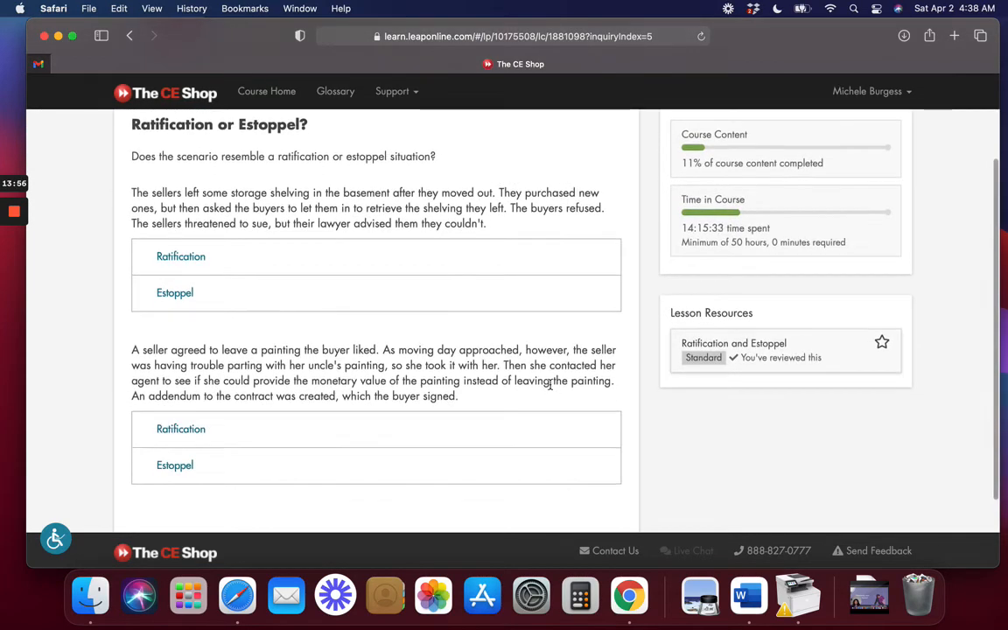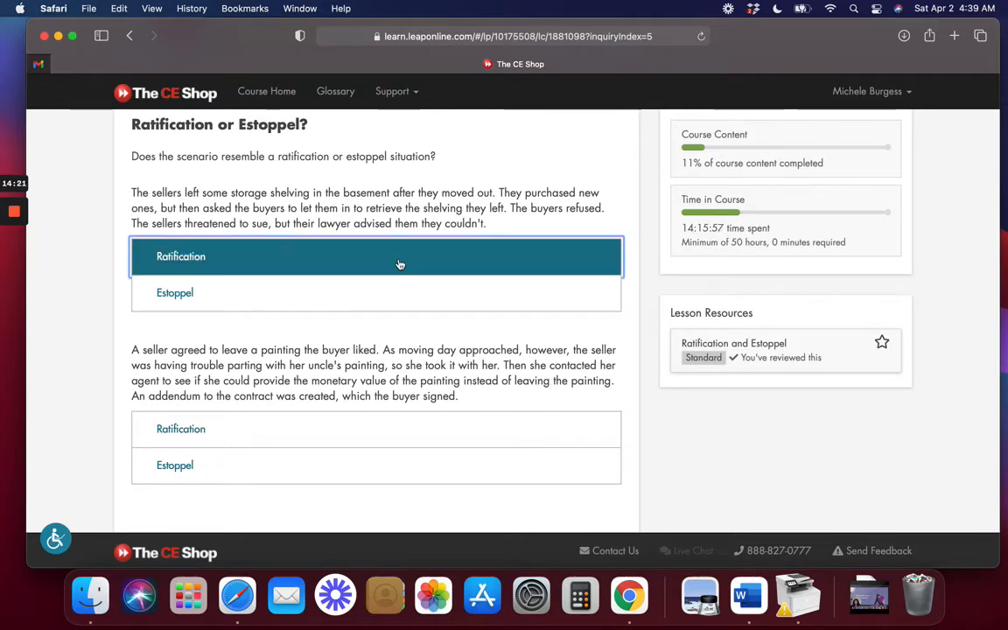Does the scenario resemble a ratification or estoppel situation? The sellers left some storage shelving in the basement after they moved out. They purchased new ones, but then asked the buyers to let them in to retrieve the shelving. The buyers refused. The sellers threatened to sue, but their lawyer advised them they couldn't. I think it's ratification. Not positive, but let's see.